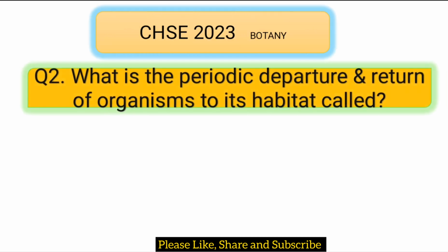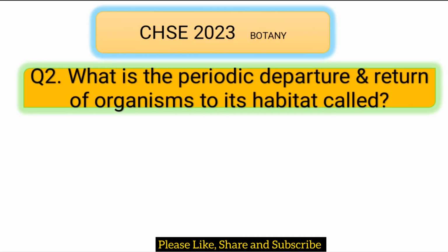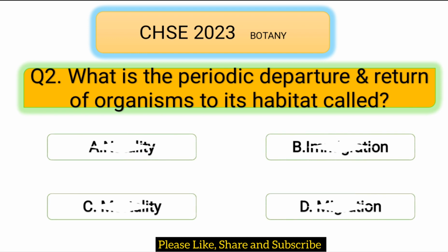The second question was, what is the periodic departure and return of organisms to its habitat called? The options were natality, immigration, mortality, migration. So obviously the answer is migration.